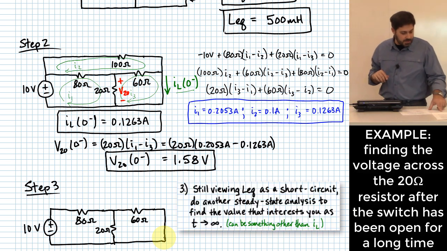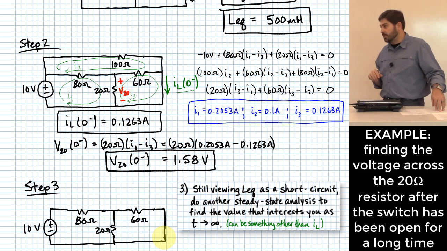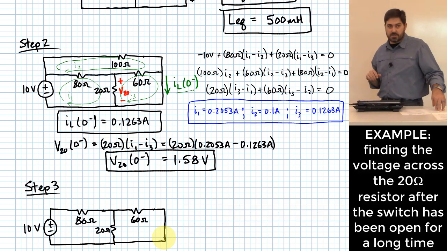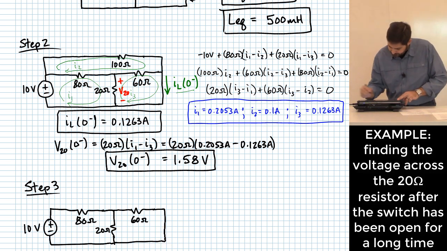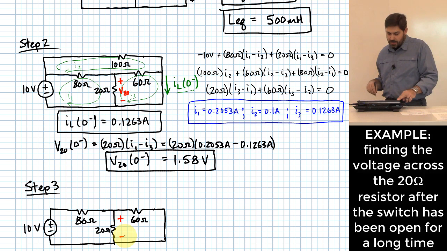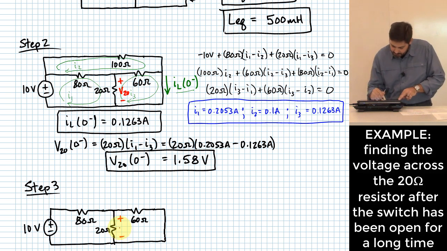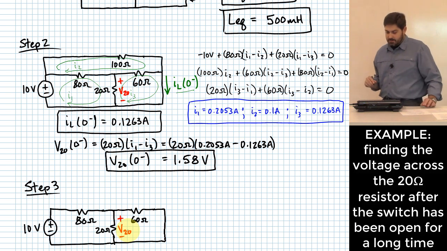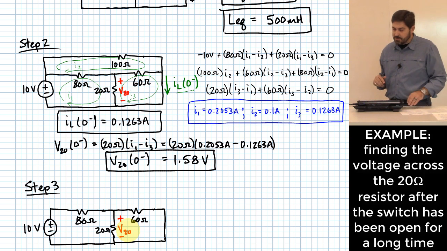It says still treating it like a short circuit, do another steady state analysis to find the value that interests you as t goes to infinity. And I put down in the notes, it can be something other than the current through your inductor. What is it in this case that's our value of interest we're trying to find? What we're trying to find is this value right here. I'll call it, again, V20. We're trying to figure out what that value is going to be as time goes to infinity.